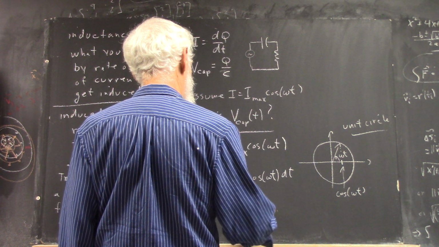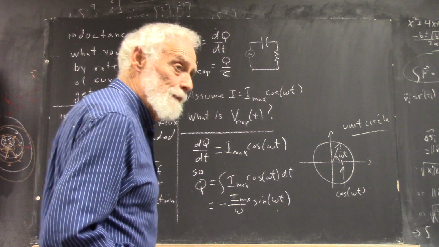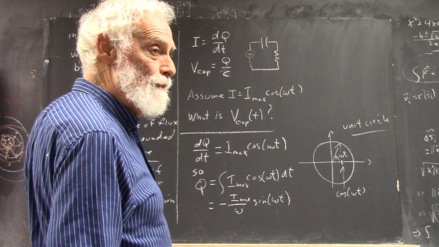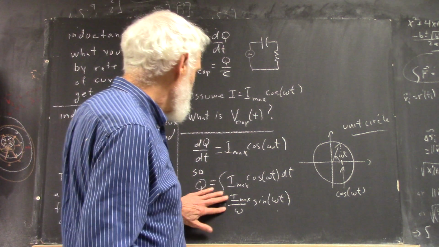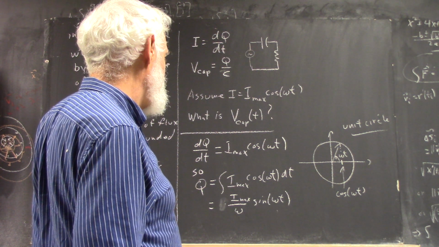it's negative I max over omega sine of omega t. Right? Why is it over omega instead of times omega?